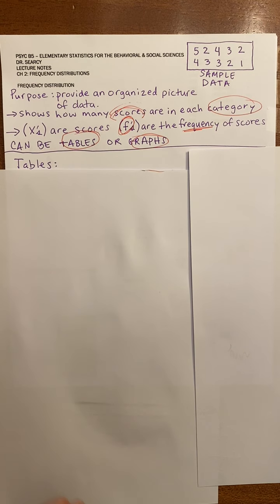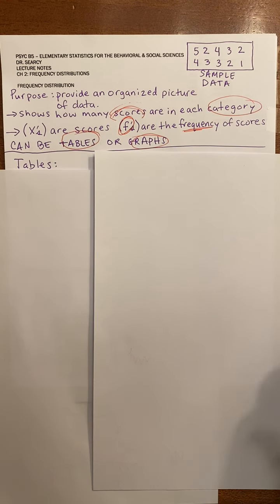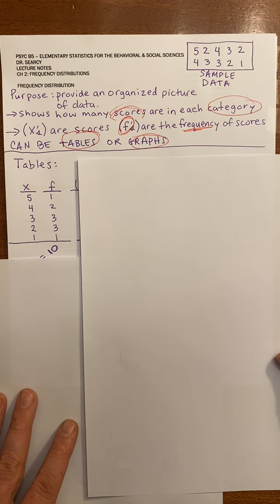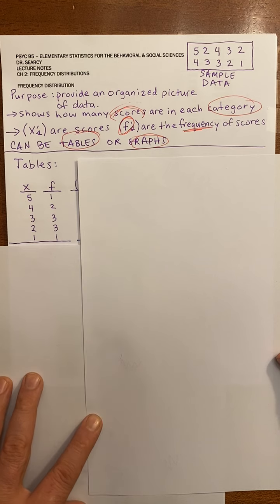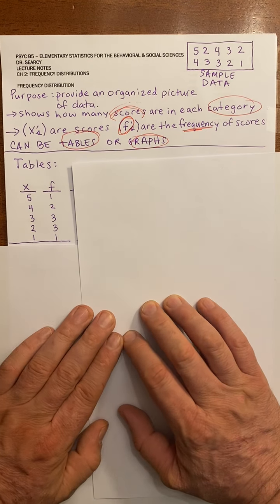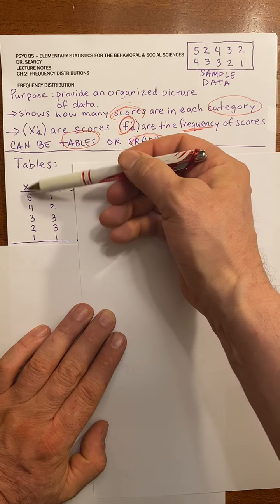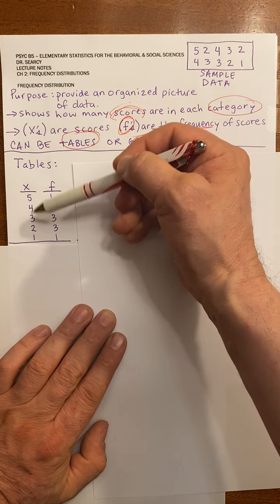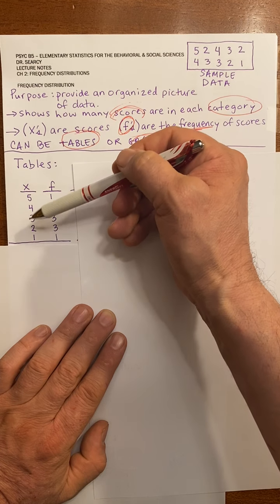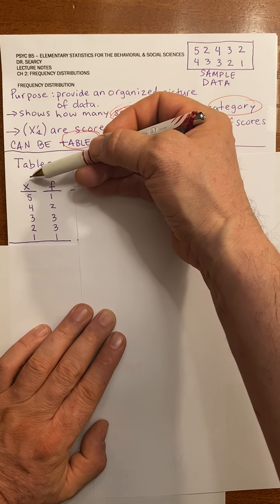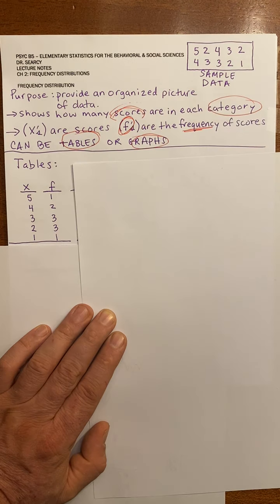What do I want to say about tables? First, I want to give you a sense of what a table looks like. I took this data and I created a table for it, and that is this table here. A table is basically a group of columns, right? And a column is a list of numbers that move in a vertical fashion. So I've got a column for X and I've got a column for F.